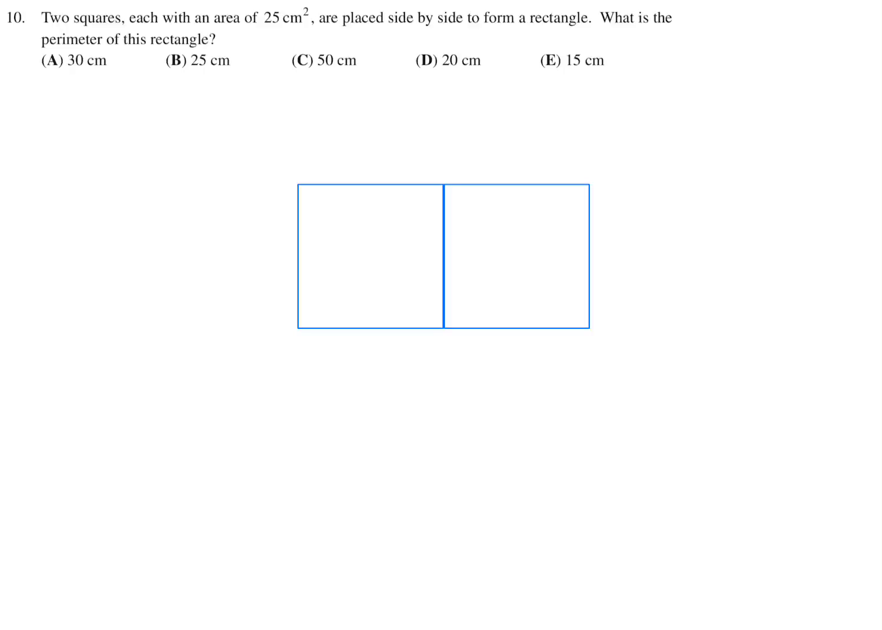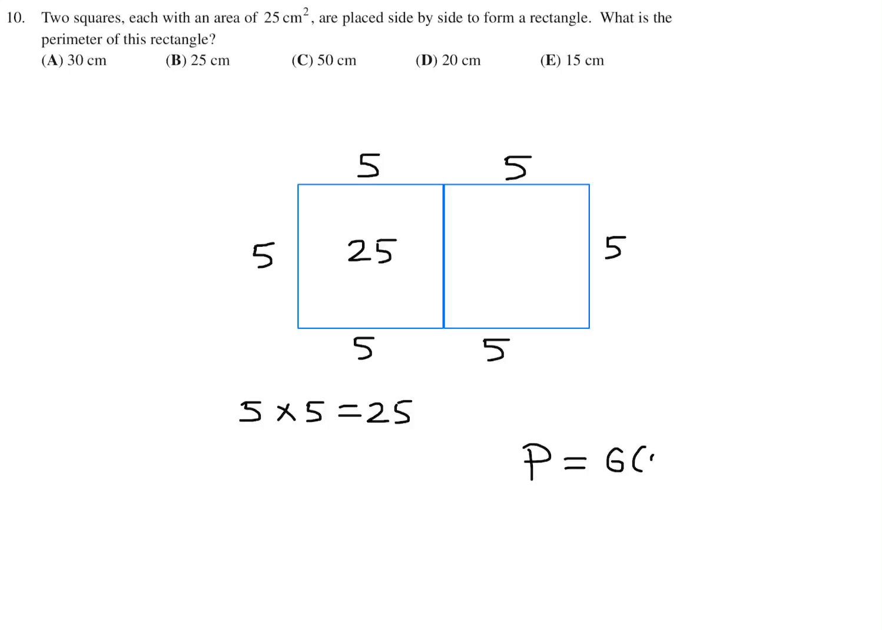Now the square has an area of 25, so if it has an area of 25, that means each side is 5, right? Because that's how you figure out the area of a square. 5 times 5 is 25. So that means this is 5, this is 5, that's 5, and that's 5. So the perimeter of this rectangle is basically 5, 5, 5, 5, 5, 5. So 6 times 5, which is equal to 30. So number 10, the answer is A.